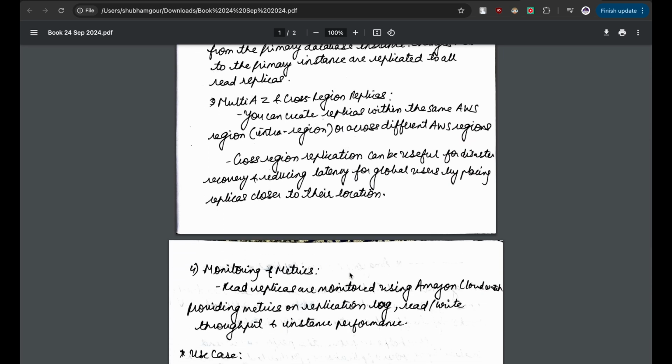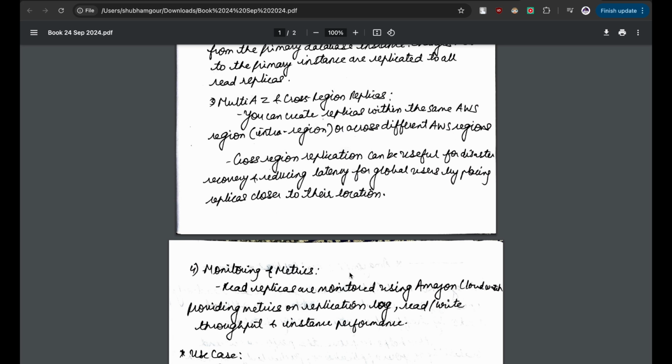Now the third is multi-AZ and cross-region replicas available. Basically, we can create a copy in another region. You can create replicas within the same AWS region, intra-region, or across regions. When I say across regions, cross-region replication can be useful for disaster recovery, and it is also used for reducing latency for global users by placing the replica closer to their location, right?